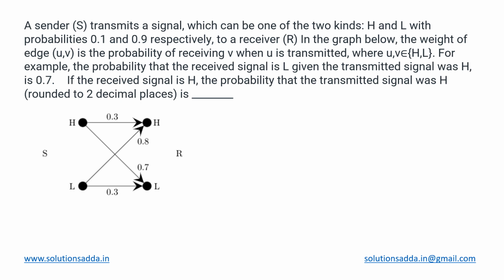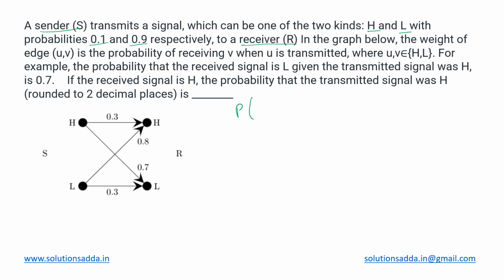A probability question. We have a sender S and a receiver R which are following a transmission using two different types of signals, H and L. A sender can send either of these two signals to the receiver, and the receiver will interpret what it has received. Now the probability of the sender sending a signal H is 0.1 and sending L is 0.9. So let us note down these probabilities.